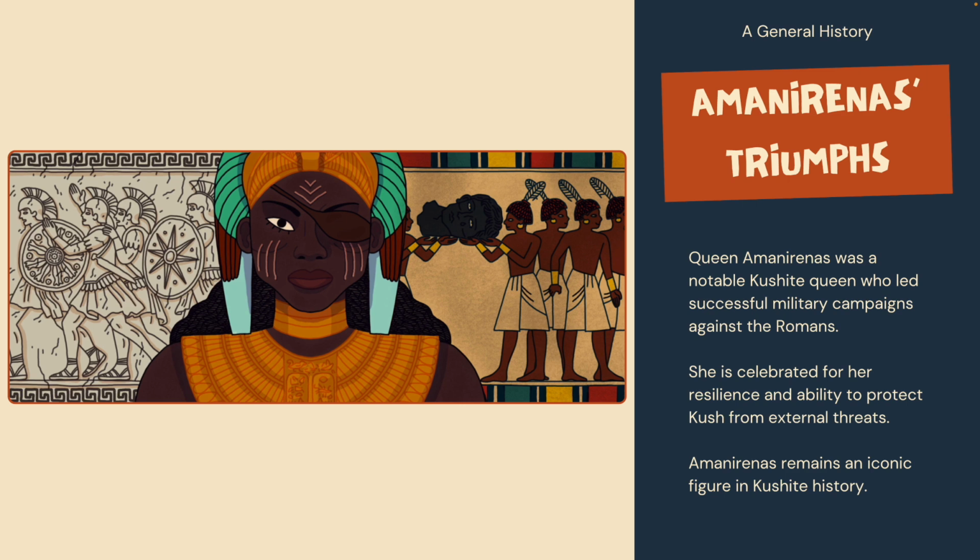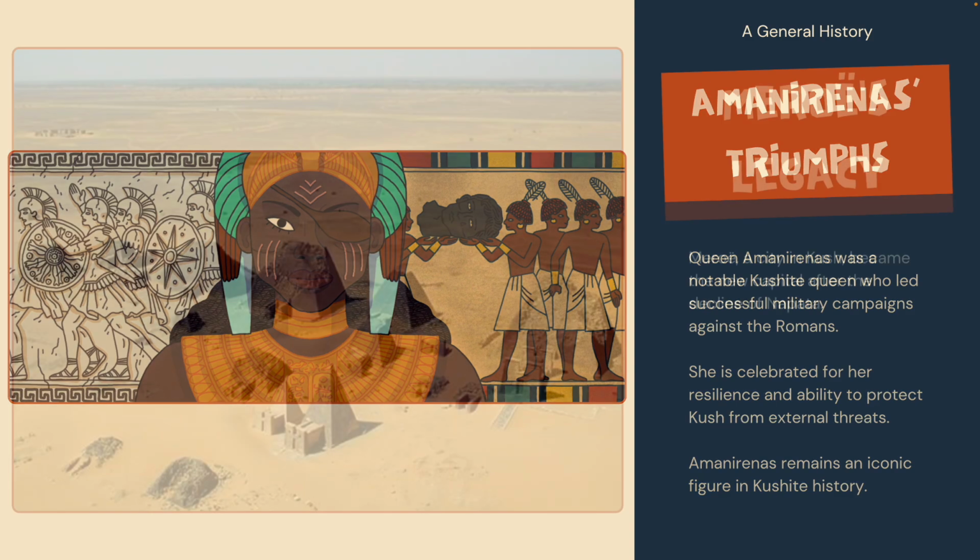She's celebrated for her resilience and ability to protect Kush from external threats. Amanirenas remains an iconic figure in Kushite history.